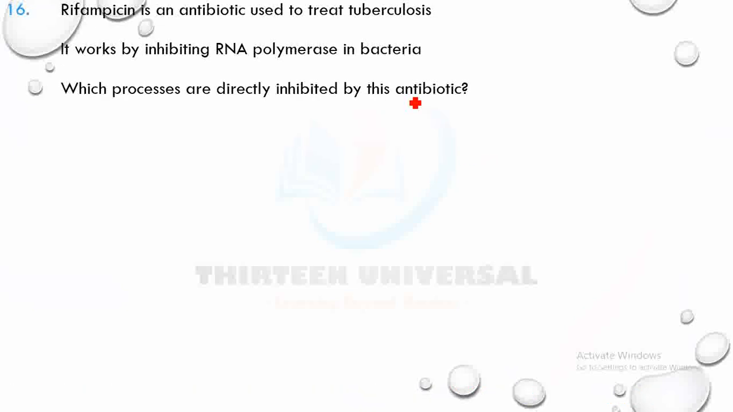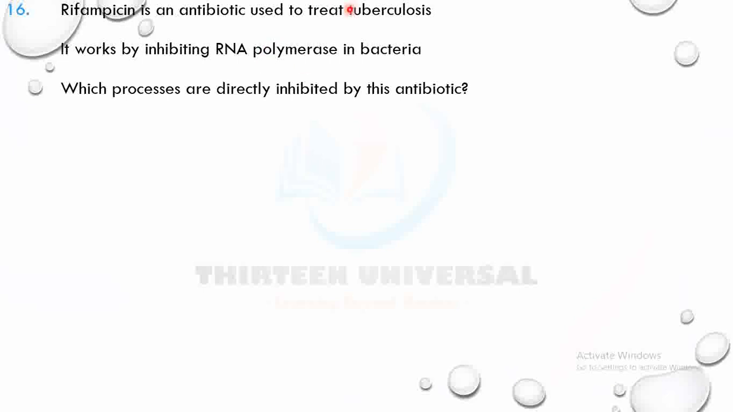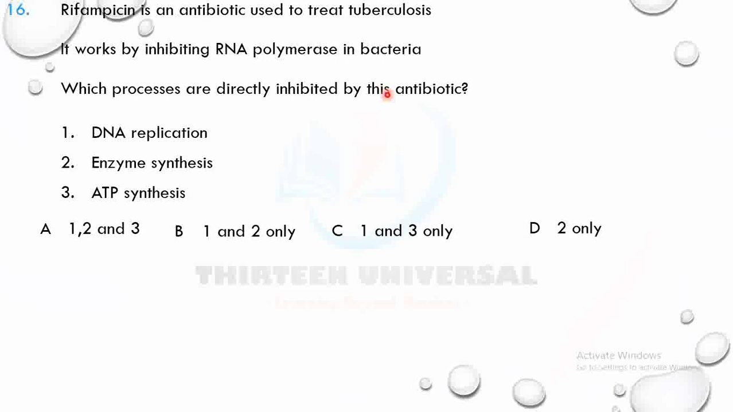All right, rifampicin is an antibiotic. Okay. So read with me. Antibiotic to treat tuberculosis. It works by inhibiting RNA polymerase in bacteria. So what's the function of RNA polymerase? Transcription. Okay. Which processes are directly inhibited by these antibiotics, guys? So pause the video. Which ones are directly inhibited?